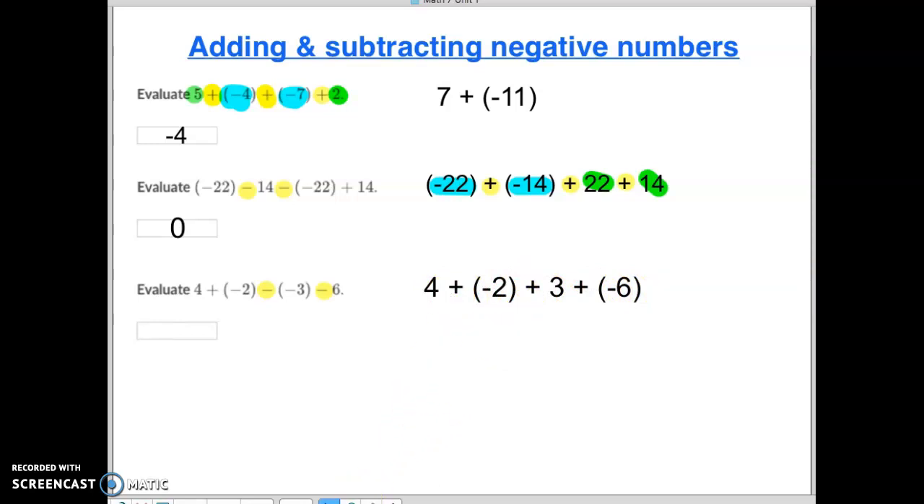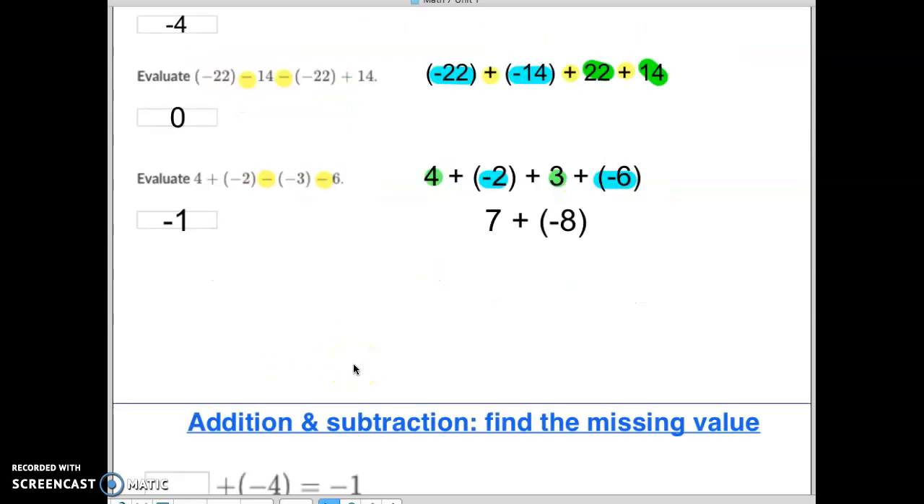We then can combine our +4 and our +3, and then we're going to combine our -2 and our -6. When we combine those together, I have a +7 and a -8. Again, the question becomes, which is bigger, the negative or the positive? In this case, the negative is bigger than the positive by 1 spot. So our answer is -1. Hopefully that answers how to do adding and subtracting negative numbers.